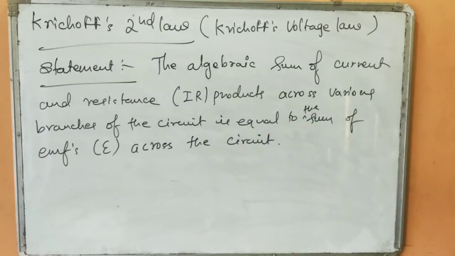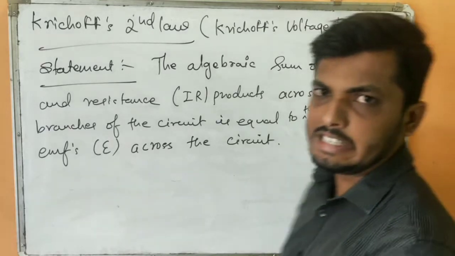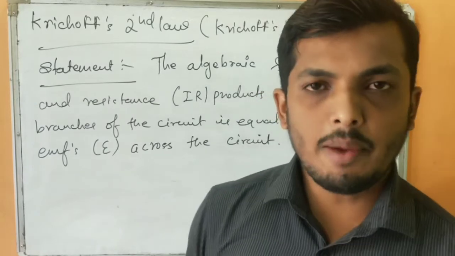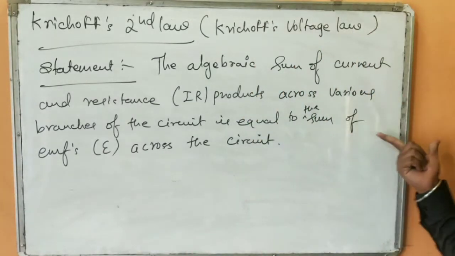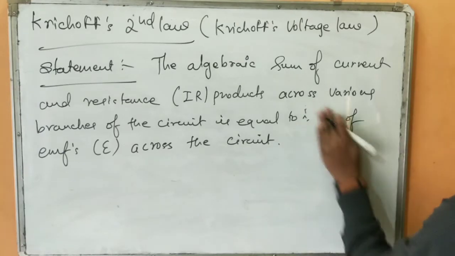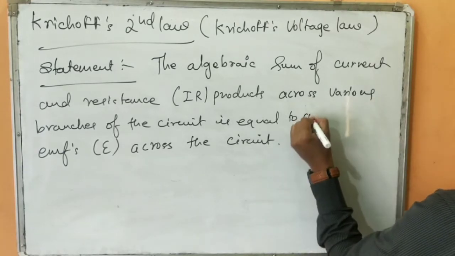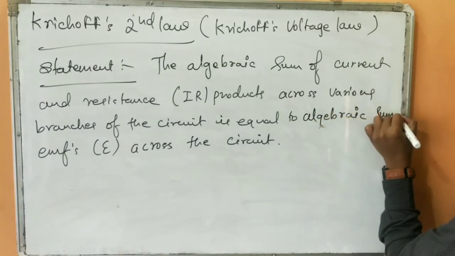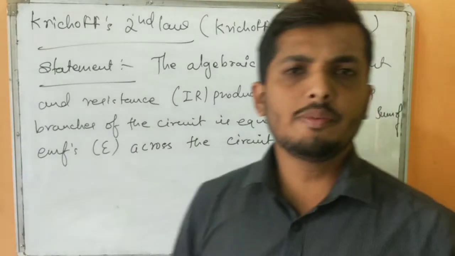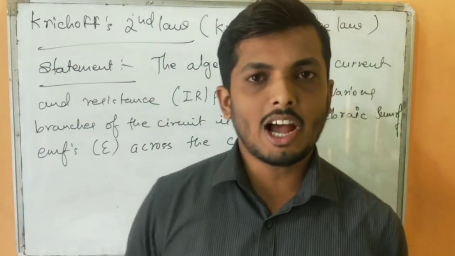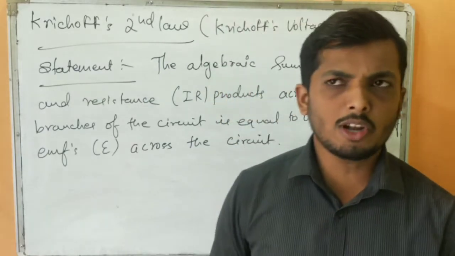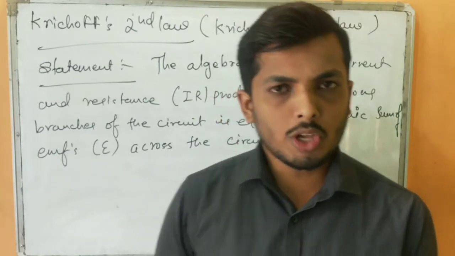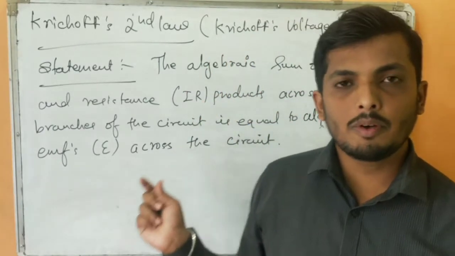So it is a very simple law. Try to understand it. It states that the algebraic sum of the IR products will be equal to the algebraic sum of the EMF. Whenever I talk about IR, you remember Ohm's law where V is equal to IR. So indirectly I'm talking about the voltage itself, the algebraic sum of the IR products.